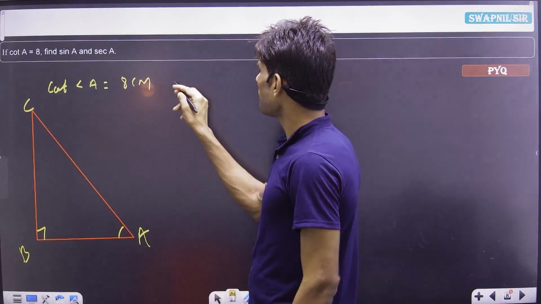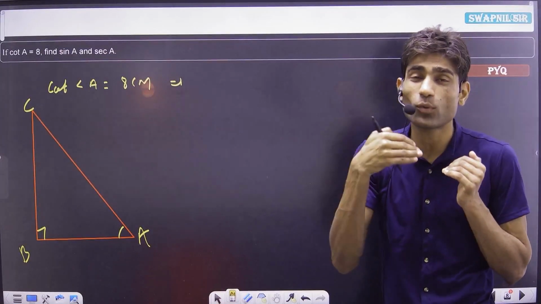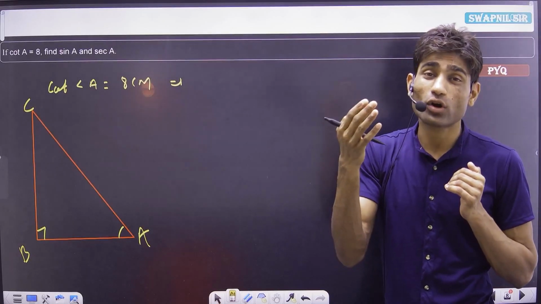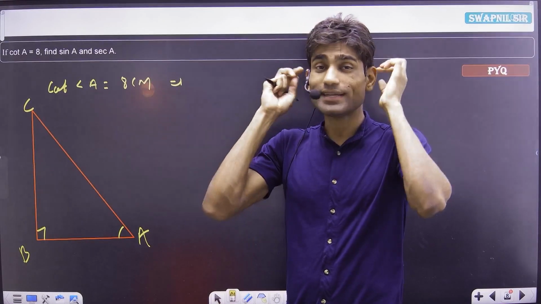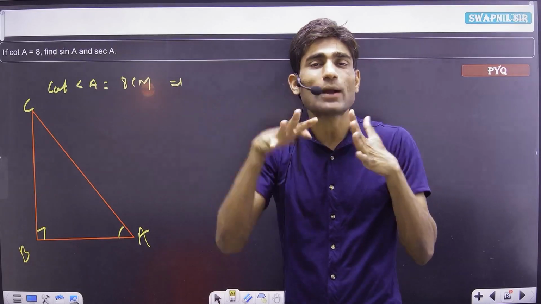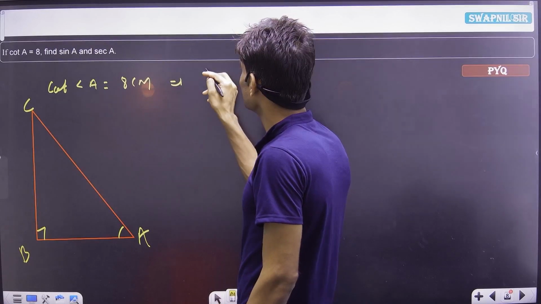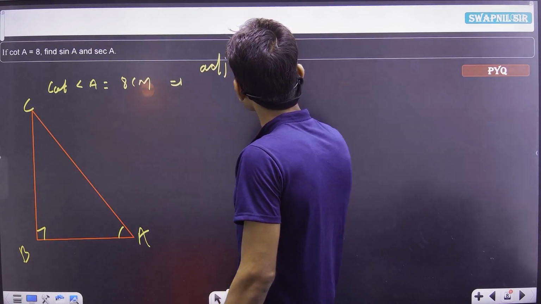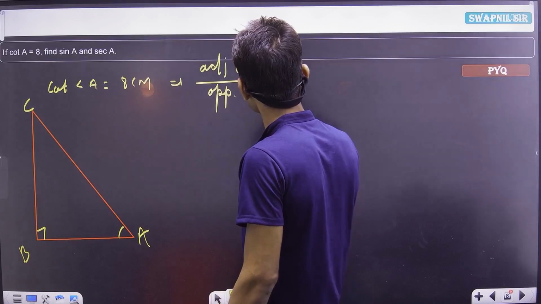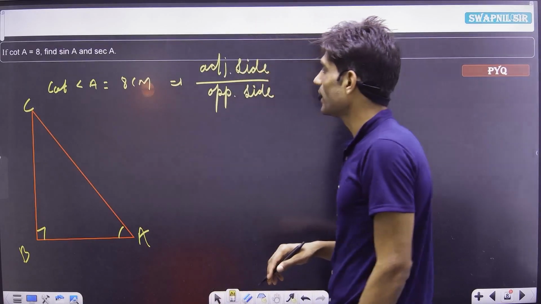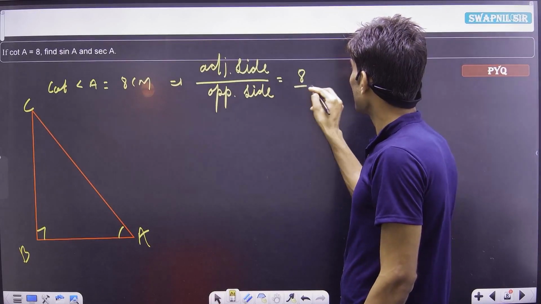And we know cot of angle A. How can we define cot? As we know, tan can be defined as sine upon cos, or you can directly write the names of the sides: opposite side upon adjacent side. For cot, you have to go just the opposite of this. So we write adjacent side upon opposite side, which can be written as 8 by 1 centimeter.